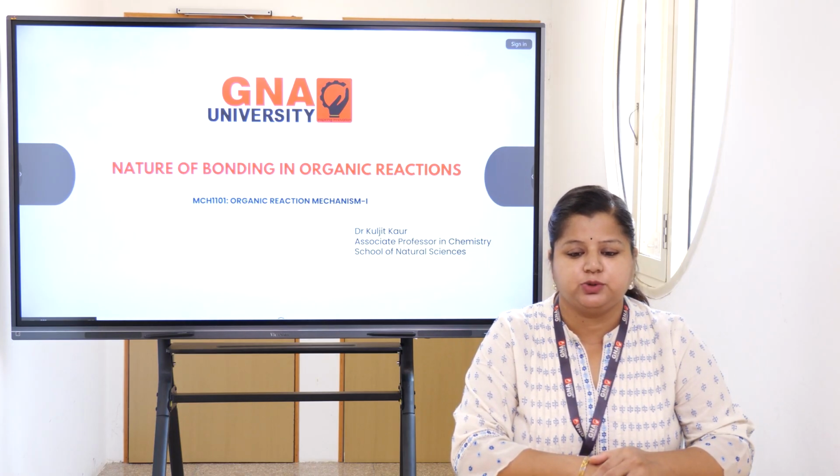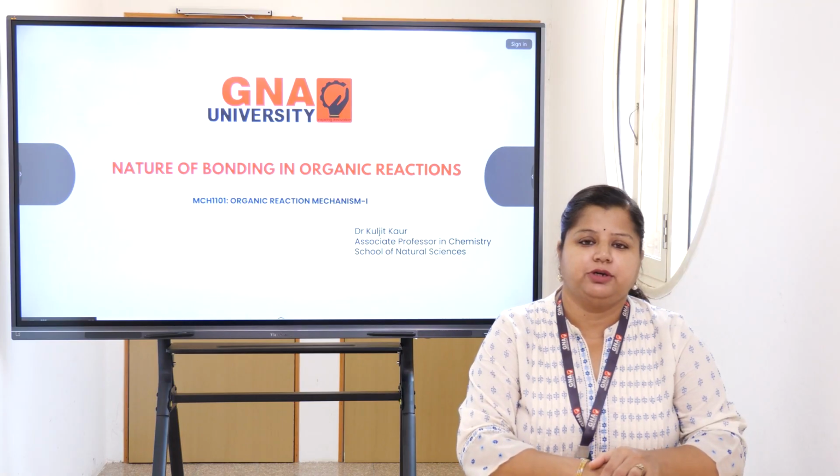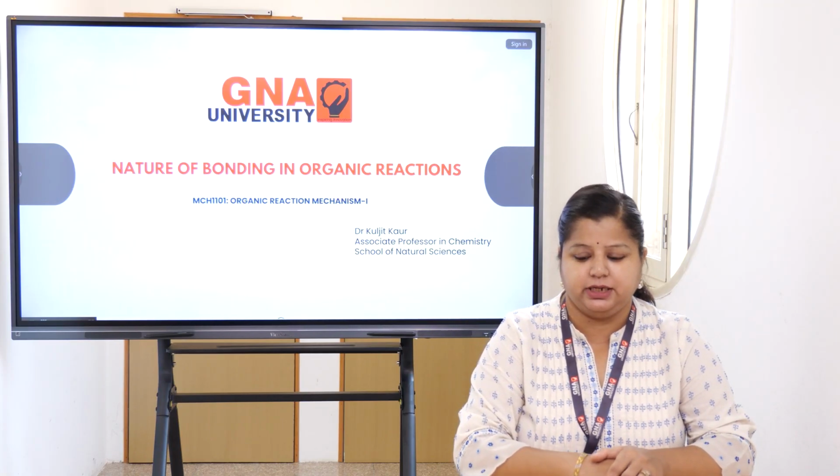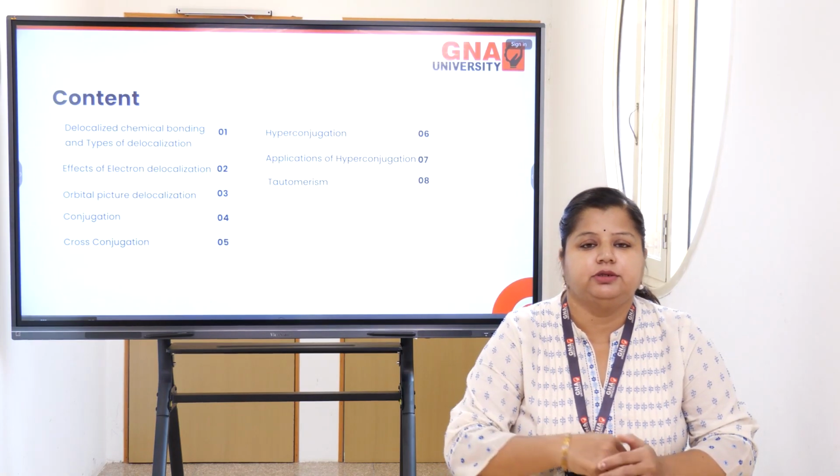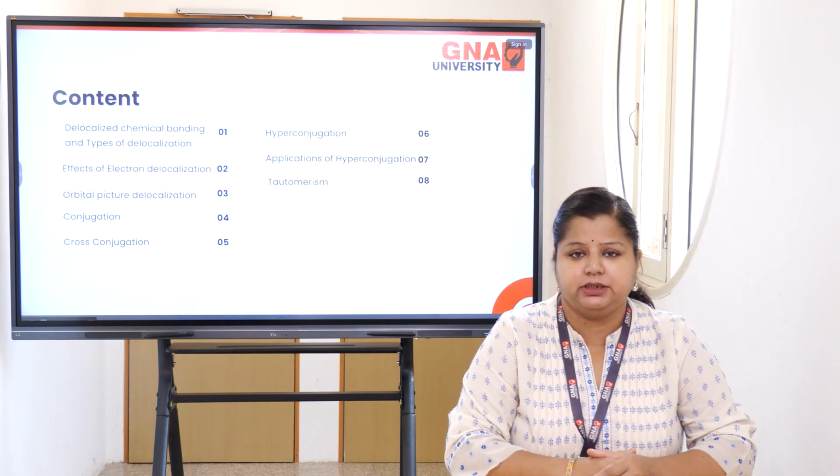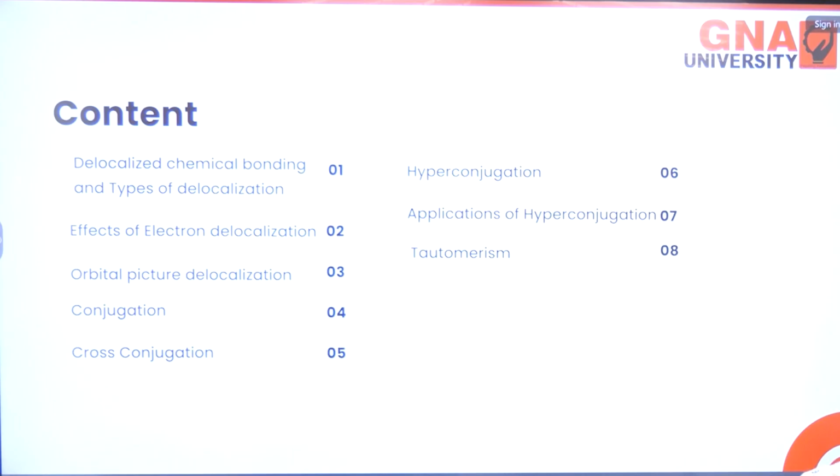Today I am going to discuss the nature of bonding in organic reactions. This is the very first unit of your subject, Organic Reaction Mechanism 1. So we will discuss delocalized chemical bonding and types of delocalization first. Then we will discuss the effects of electron delocalization, orbital picture of delocalization, conjugation, cross conjugation, hyperconjugation, applications of hyperconjugation, and tautomerism.